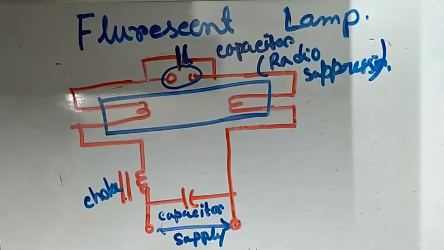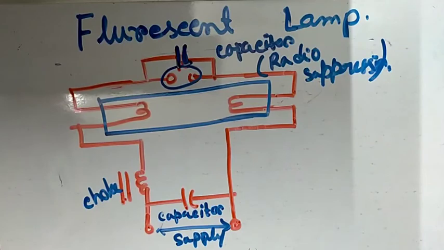So this is the diagram of fluorescent lamp. The mercury vapor lamp operating at low pressure emits radiation at about 2500 angstrom, while at a high pressure it emits radiation of about 3650 angstrom. Since both the emissions are in the ultraviolet region, they are of no use as a source of light. However, this radiation can be used to excite certain materials.